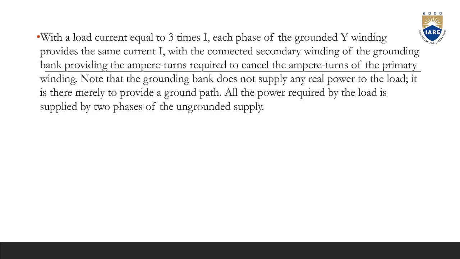With a load current equal to 3 times I, each phase of the grounded winding provides the same current I, with the delta connected secondary winding of the grounding bank providing the ampere turns required to cancel the ampere turns of the primary winding. Note that the grounding bank does not supply any real power to the load. It is there merely to provide a ground path. All the power required by the load is supplied by two phases of the ungrounded supply.